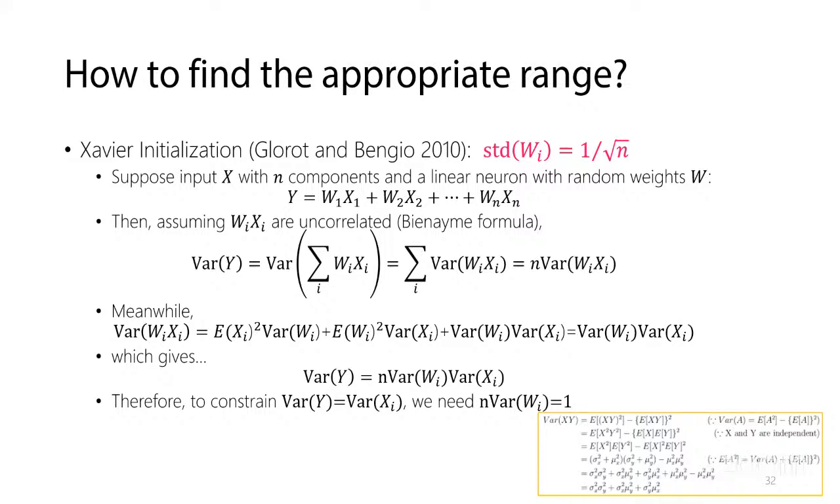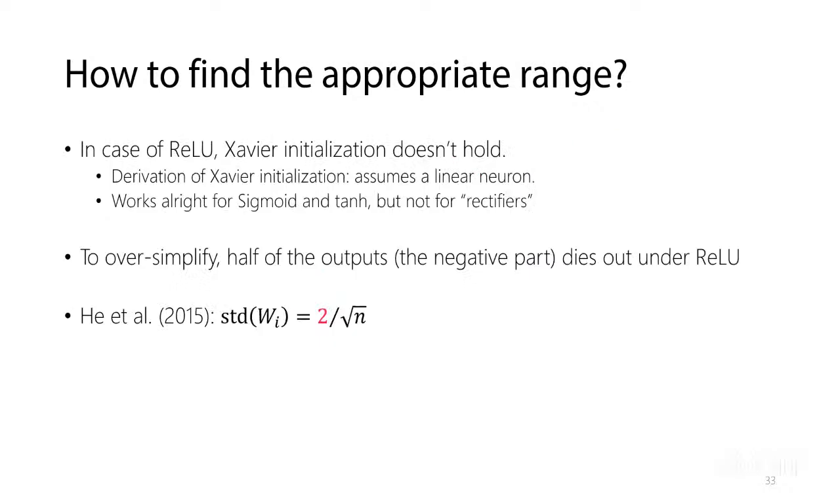So they just decided to throw that under the carpet. And then this is the calculation that they came up with. And then a few years later, He et al. came up with an alternative strategy, which is 2 times the Glorot initialization.